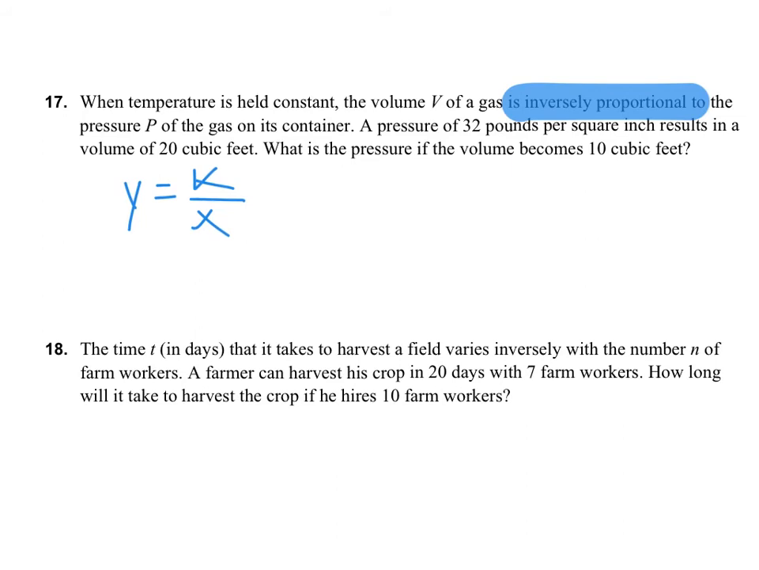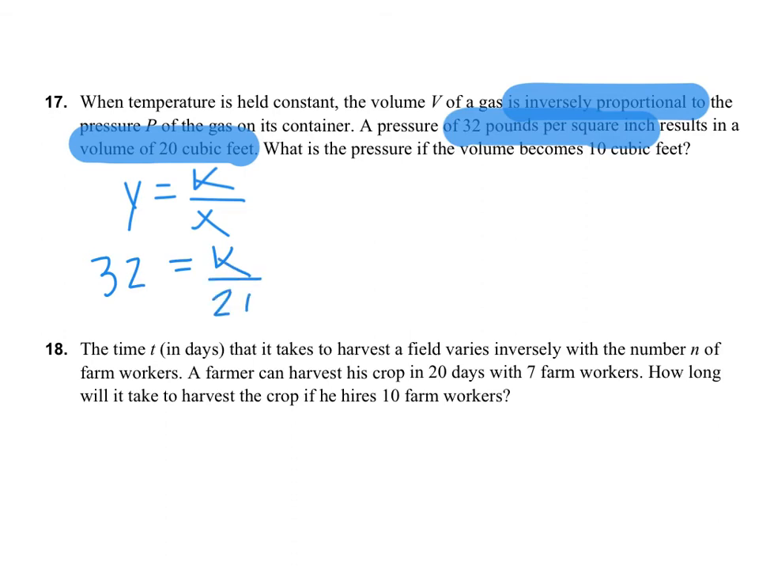So it gives you a value. It says a pressure of 32 pounds per square inch results in a volume of 20 cubic feet. Now it doesn't actually matter which one you put for y and which one you put for x. Just remember which one is which. So I'm going to go in order and do 32 pounds per square inch as pressure. So I'm going to do 32 here equals k over 20 for volume. So just remember which one's which. I put the pressure in for y, and I put the volume in for x.